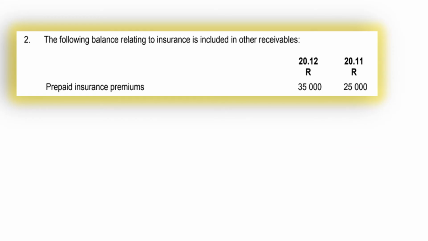The following balance relating to insurance is included in other receivables: prepaid insurance premiums. So these items over here are important because they impact your deferred tax balance sheet method. And here again, by virtue of the fact of them giving you comparative information for both 2011 and 2012, it means that later on you will be required to calculate the impact on your deferred tax balance sheet using 2011 and 2012.